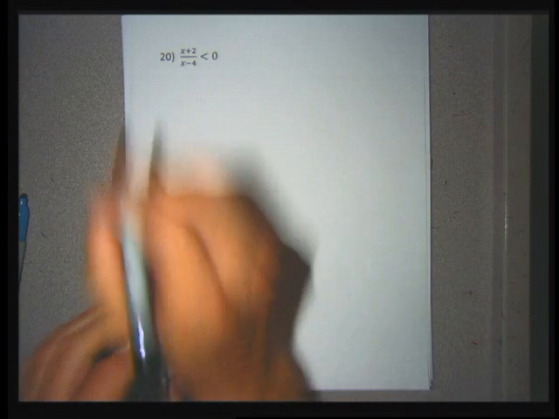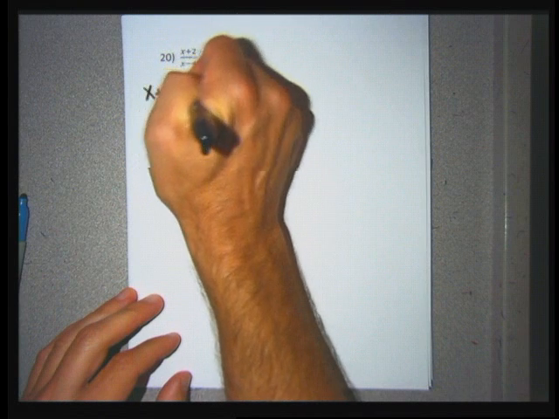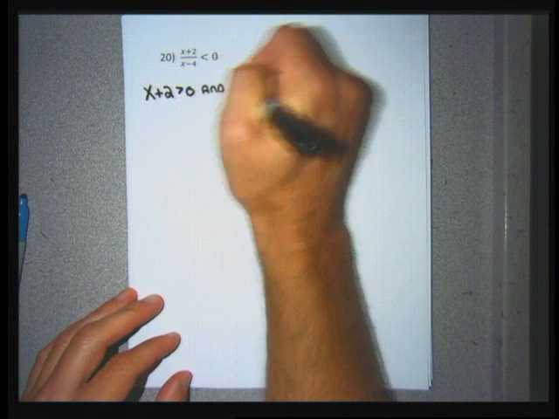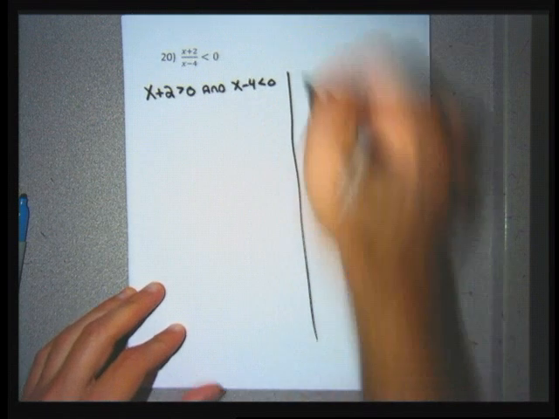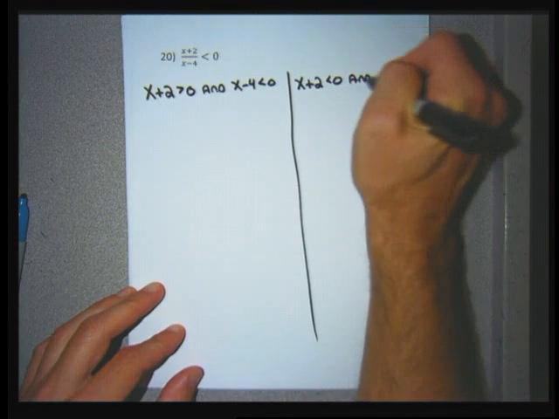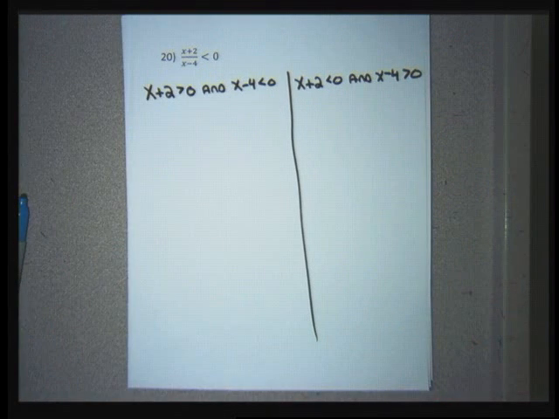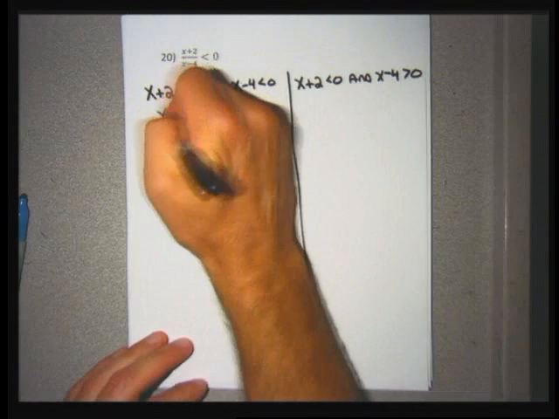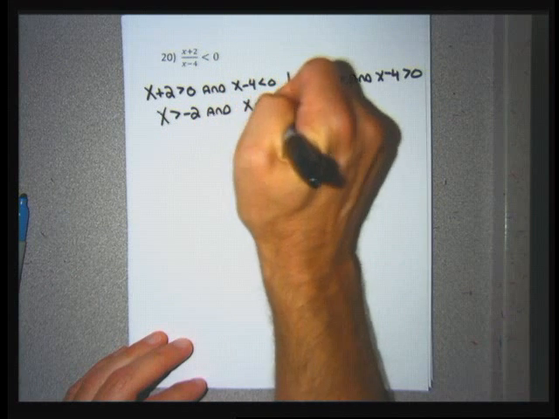20, same deal. I have a fraction less than 0. Need to create my two scenarios. My two scenarios would be the numerator being positive while the denominator is negative. That's a positive divided by a negative, and that would give me a negative. The other scenario would be the numerator being negative and the denominator being positive. That would still give a solution of x plus 2 over x minus 4 as a negative number. Solving this one, I get x is greater than negative 2 and x is less than 4.